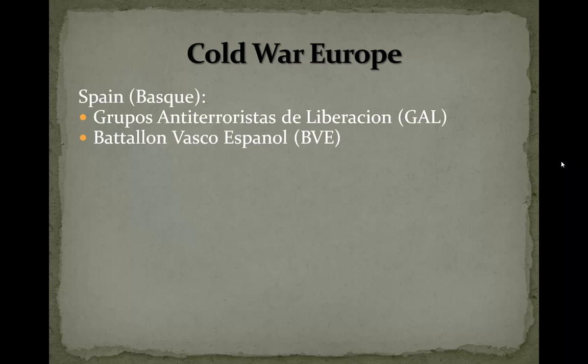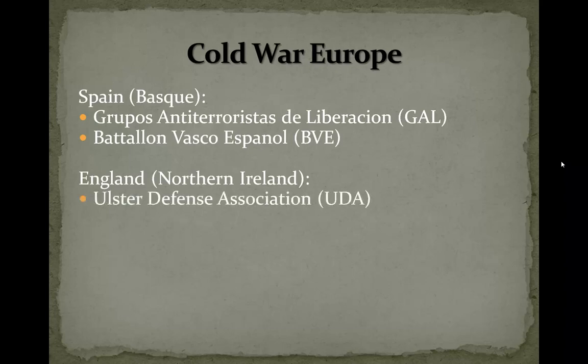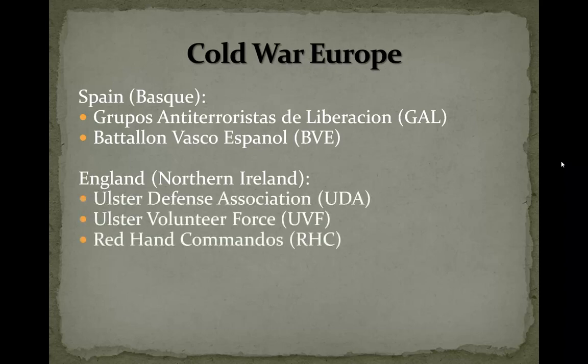And so the GAL and the BVE in Spain were both right-wing groups that targeted Basques, that were trying to prevent the Basques from declaring independence, and would often target ETA, which was a Basque separatist group. Also around the same time, in much the same way, you have several groups operating in Northern Ireland that are considered loyalists, those who were loyal to England and wanted to keep Northern Ireland as a part of England, and therefore saw the IRA and all of its variants as a threat. The Ulster Defence Association, Ulster Volunteer Force, and the Red Hand Commandos are a couple examples of right-wing loyalist groups.